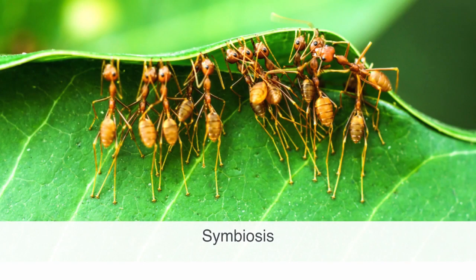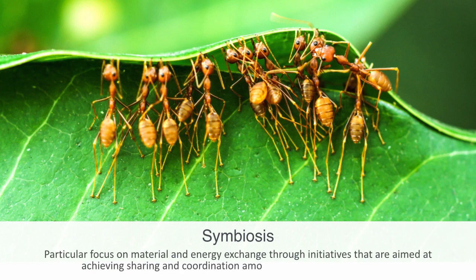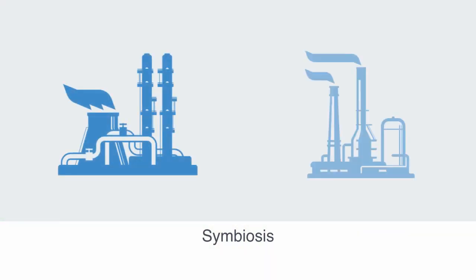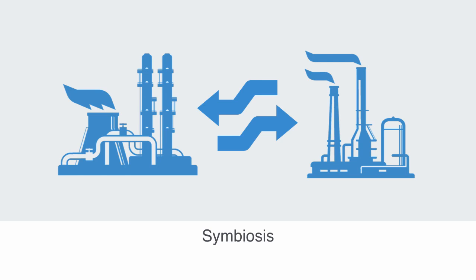Coupled to the idea of feedback loops is that of industrial symbiosis, where symbiosis means a mutually beneficial relationship between the different components of a system. Industrial symbiosis is a subset of industrial ecology with a particular focus on material and energy exchange through initiatives that are aimed at achieving sharing and coordination among diverse sectors of an industry. As such, industrial symbiosis looks at engaging diverse organizations or industrial systems to create networks that foster reusability, collaboration, co-innovation, and other forms of synergistic exchange.